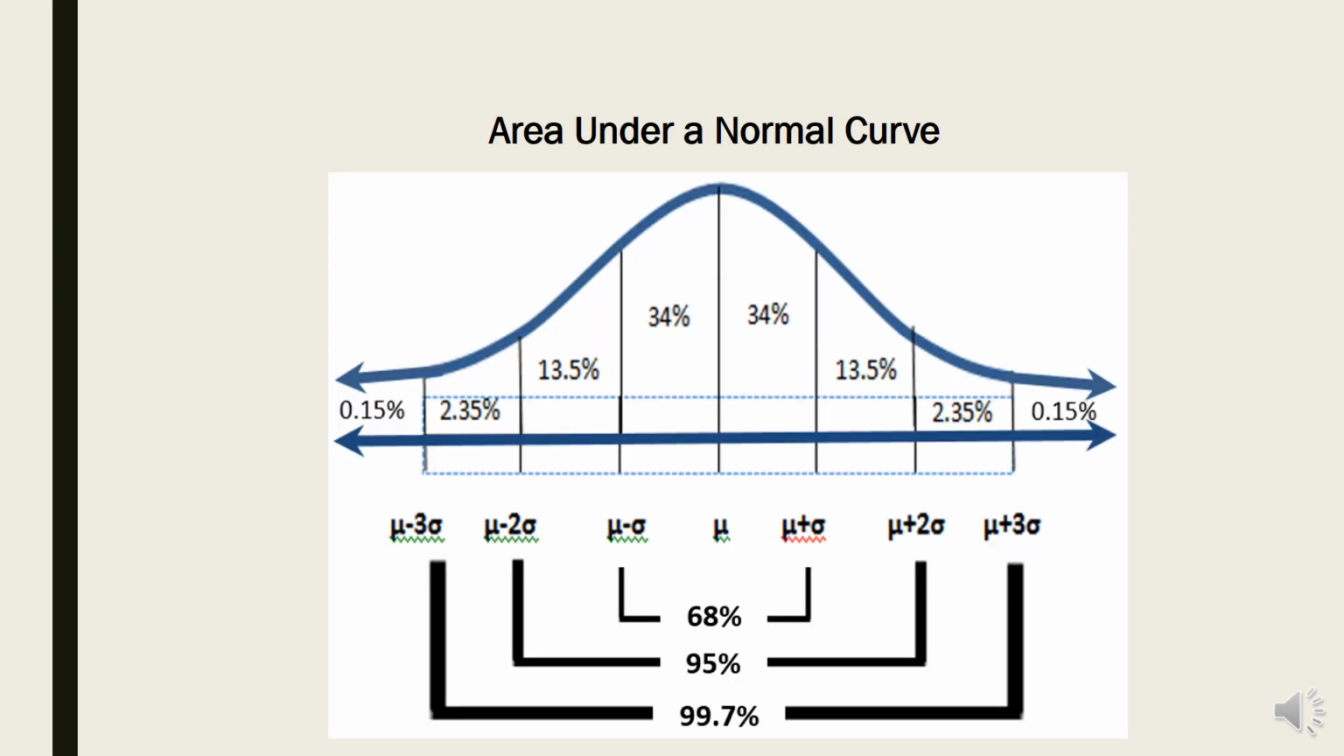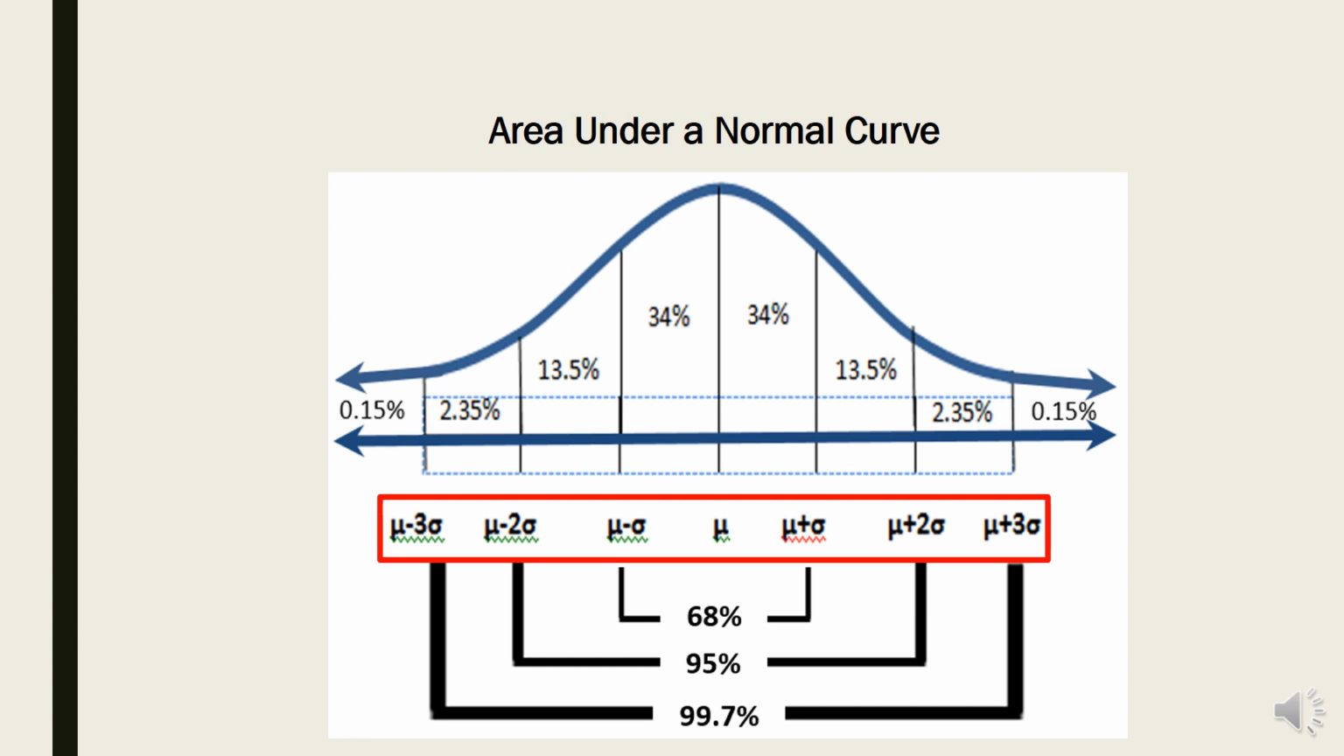The illustration of the area under a normal curve. So you have observed that there are 68% of the data values within one standard deviation about the mean. Then we have 95% of the data values within two standard deviations about the mean. And lastly, we have 99.7% of the data within three standard deviations about the mean. So we will use this illustration to determine the area under the normal curve.